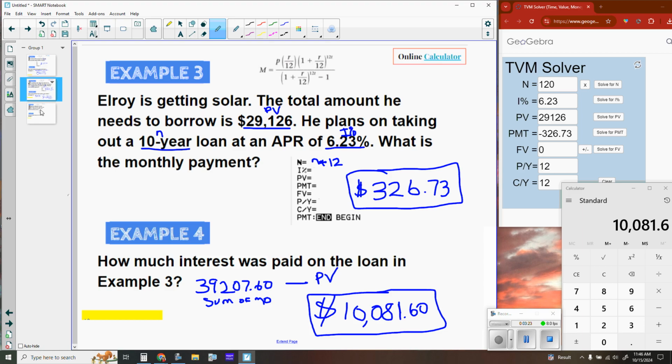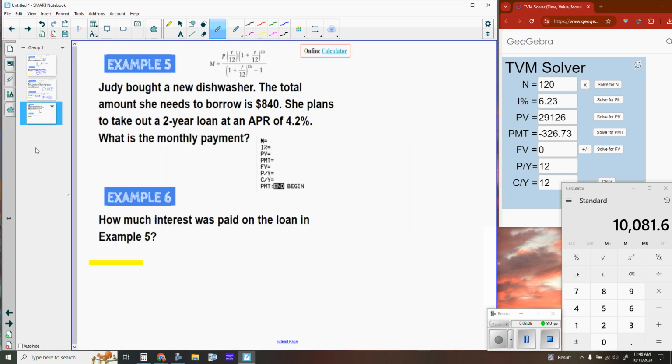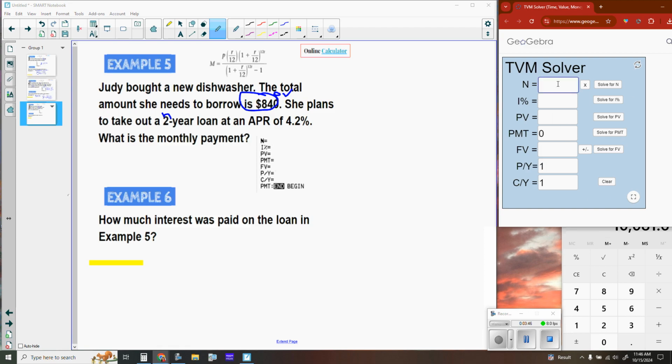Let's go ahead and move on into example 5 and 6. So we'll go through this quicker. Judy bought a dishwasher. Total amount she needs to borrow is $840. That's my PV. This 2 is my little n. So I'm going to go to my time value of money solver. I'm going to go ahead and clear what we have. So big N is 2 times 12. My I percent, 4.2.